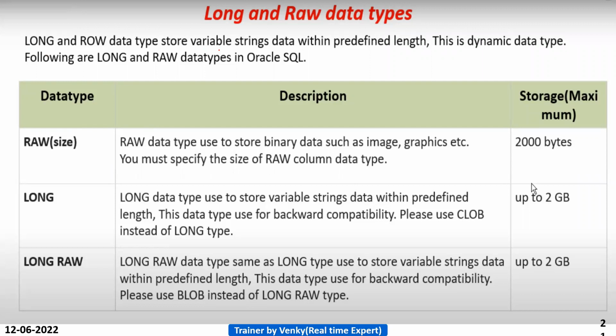So long and raw data type is used to store variable string data within the predefined length. Variable string data means it's a dynamic data type. For example, you have declared one 4 GB data type. So I have to show you practically.